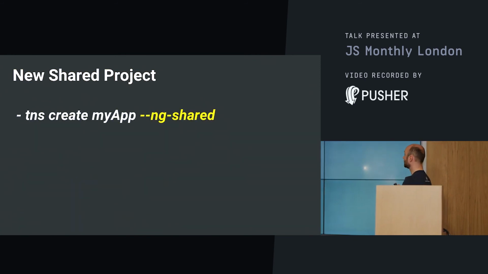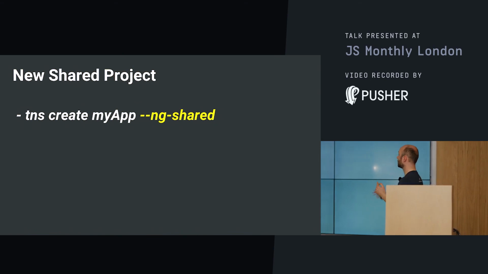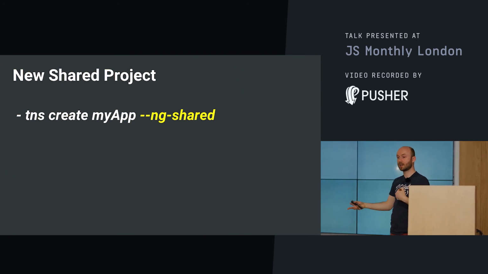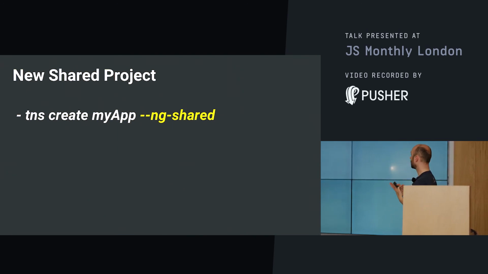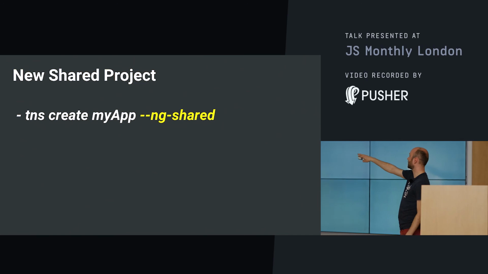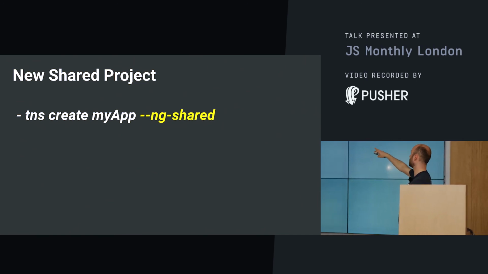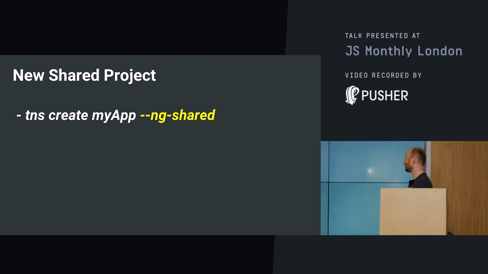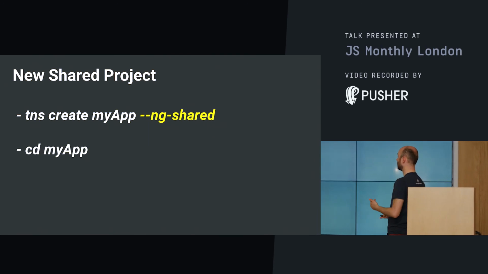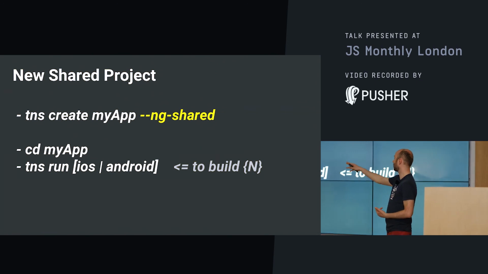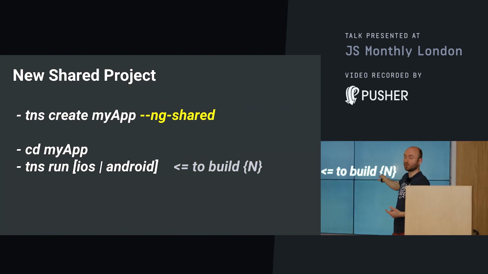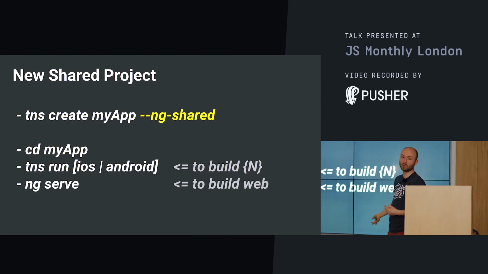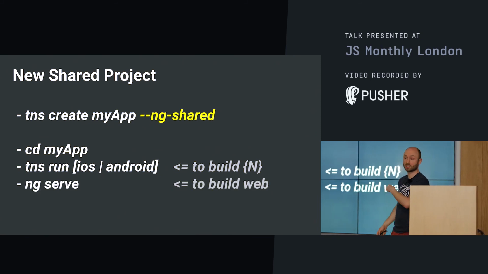So some of the things that we're working on, so at the moment, TNS is basically the extension for NativeScript CLI. So we're looking at plans where if you call something like TNS create my app --ng-shared, that will create you straight away a shared project with the name of my app. And if you go into that project, you can basically run TNS run iOS or Android to build a NativeScript app, or call ng-serve to build a web application. And I'm going to show you how that actually works in a moment.